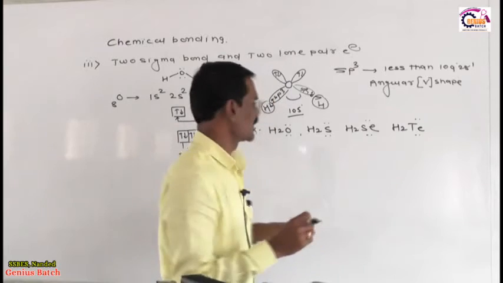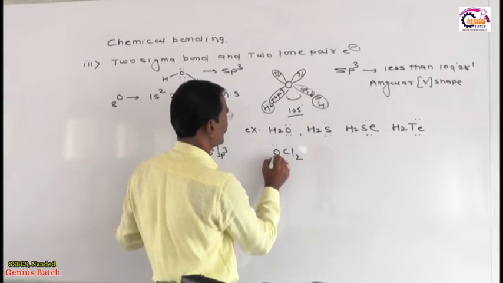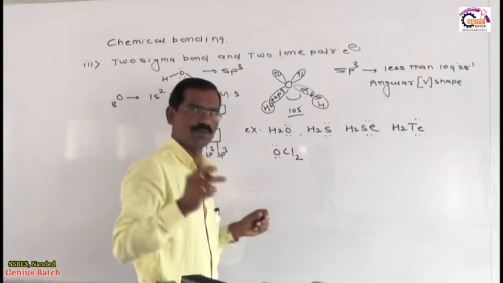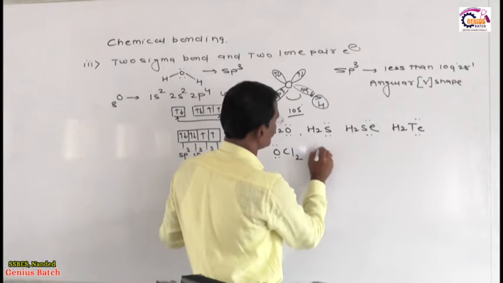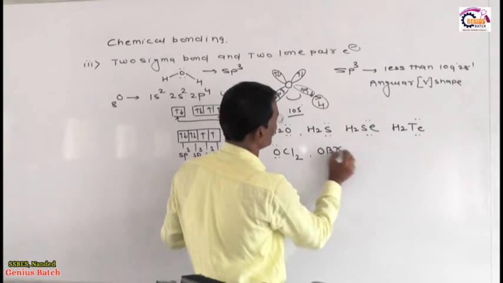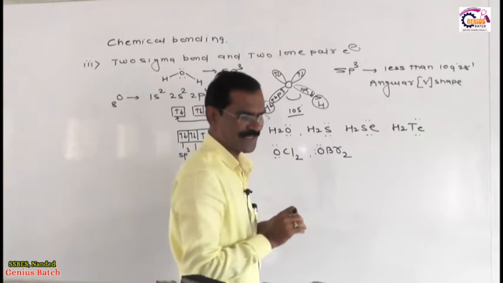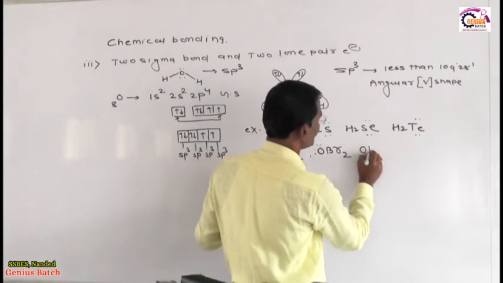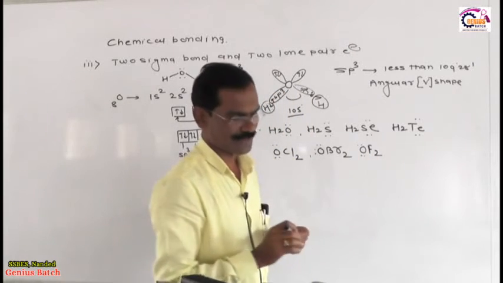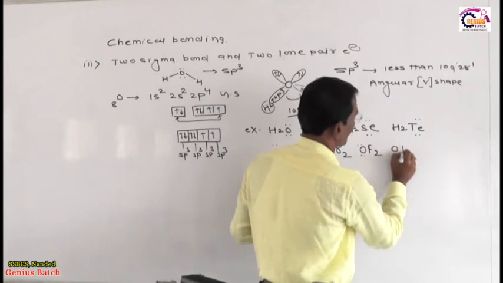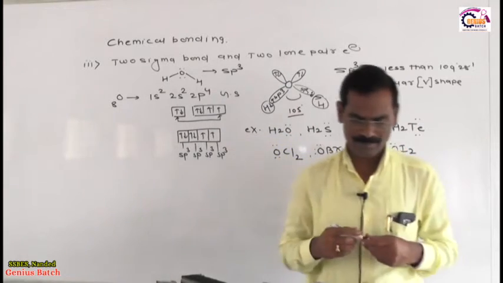Then finally, dear students, the next example is OCl2, because like hydrogen, chlorine is also monovalent. After OCl2, the next example is OBr2. In oxygen here also 2 lone pairs of electrons are present. Then finally OF2, which is called oxygen difluoride, which also contains 2 lone pairs, and finally OI2. So these are the molecules which contain 2 lone pairs and 2 bond pairs.